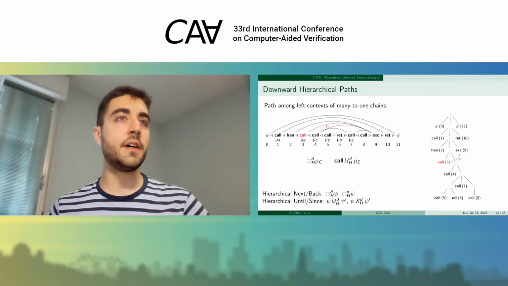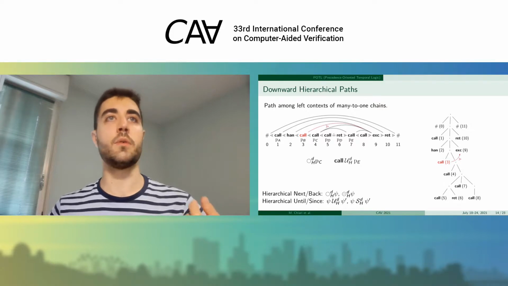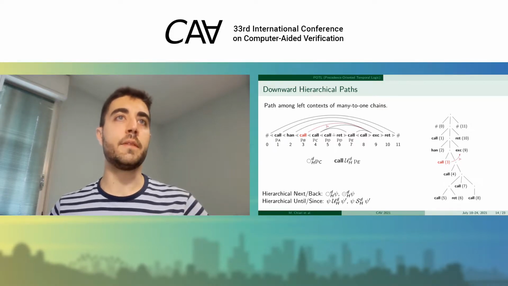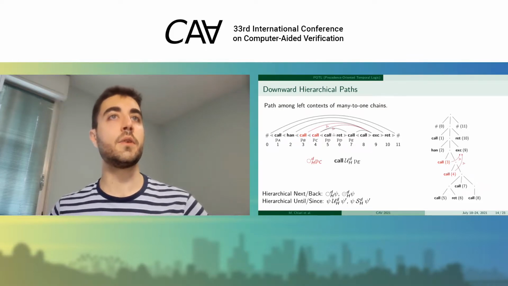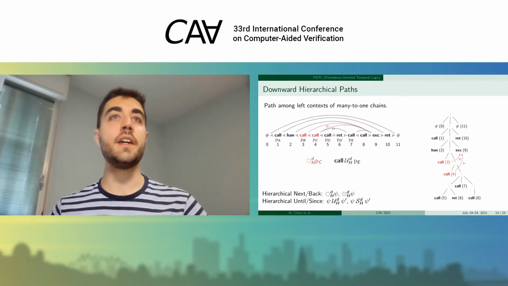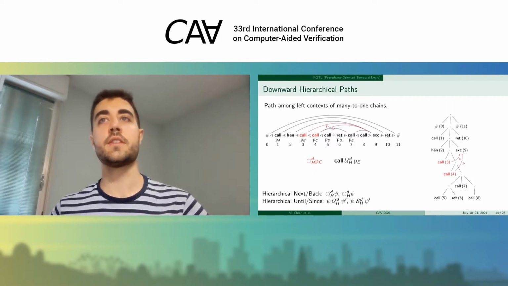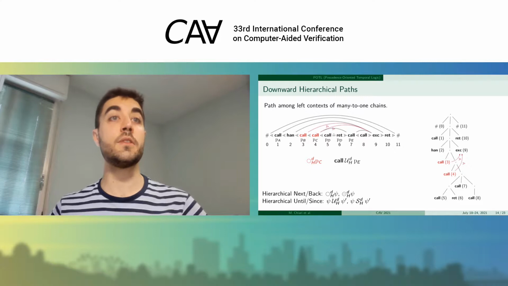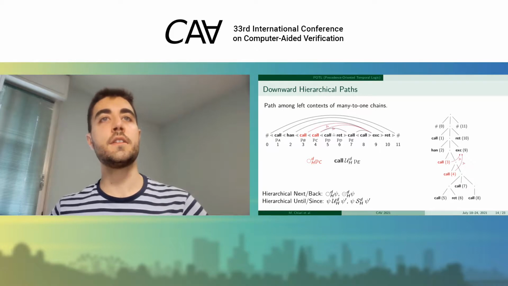So we have the hierarchical next and back operators, which go just back and forth for one position. So, for example, in position 3, we have a call to procedure B, and in position 4, we have a call to procedure C. They are both terminated by the same exception. So in position 3, hierarchical next down PC holds. As you can see, we are still going down in the syntax tree, so from position 3 to position 4, and they are both in the chain relation with the exception that terminates both of them. We can also have an until operator or a since operator on them, so we can have call hierarchical until down PE.